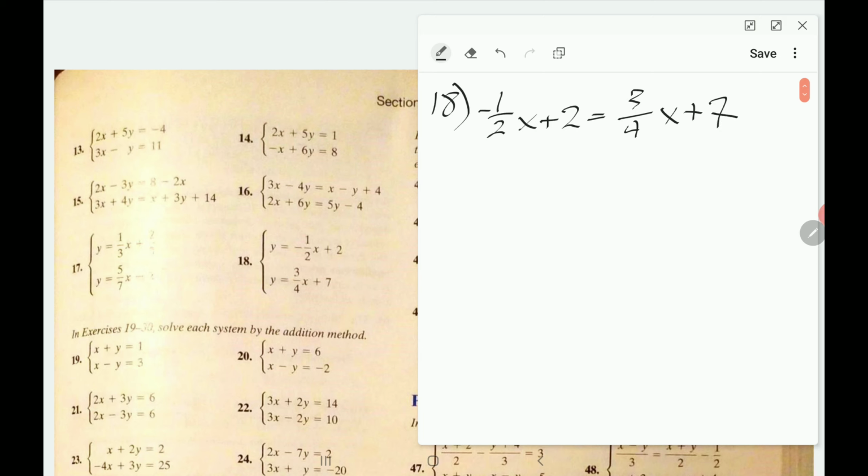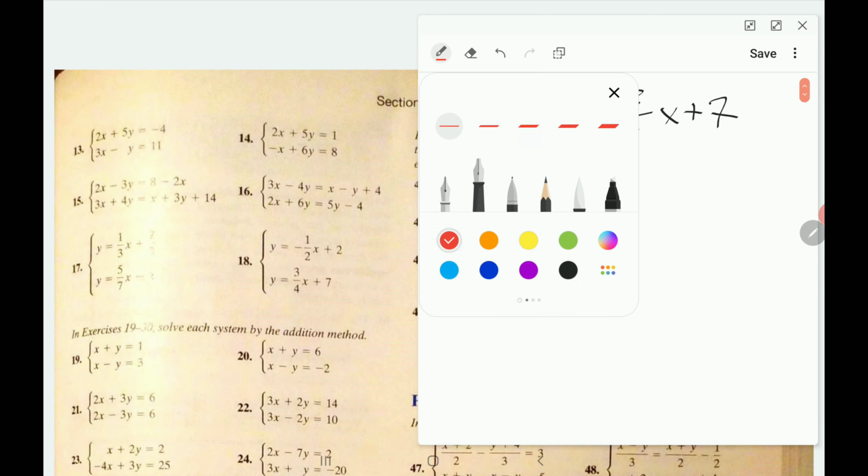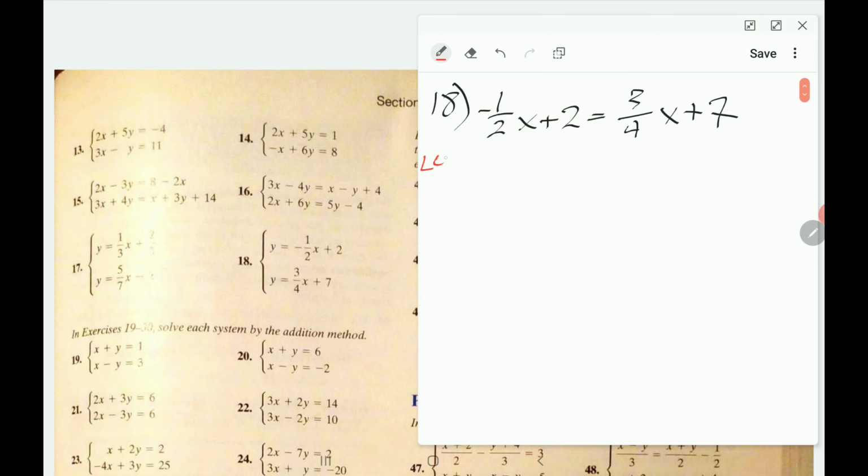Now the idea here is I have fractions and I don't want to have fractions, so I'm going to do the lowest common denominator here, which happens to be 4. So if I multiply everything by 4, it's going to cancel out all the fractions. So everything's going to be multiplied by 4. So 4 things multiplied by 4. -1/2 times 4 is -2x. 2 times 4 is a +8. 3/4 times 4 cancels out the denominators, leaves you 3x. And then 7 times 4 is 28.